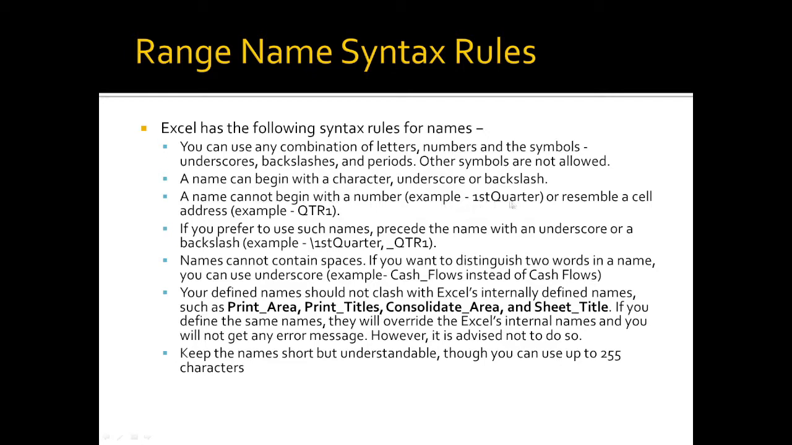An example is first quarter, wherein we started with 1, or a name that resembles a cell address like QTR1, because this can be interpreted as a cell address. If you prefer to use such names, precede the name with an underscore or a backslash, just like in this case. But it will make the formula rather confusing. So if you can avoid these variables or variables similar to this, then do so.